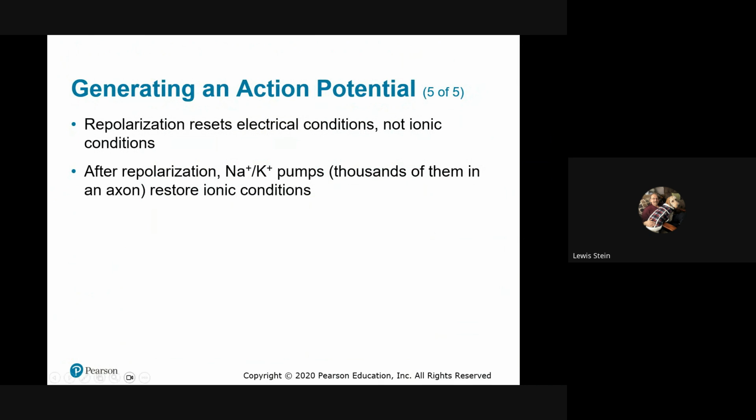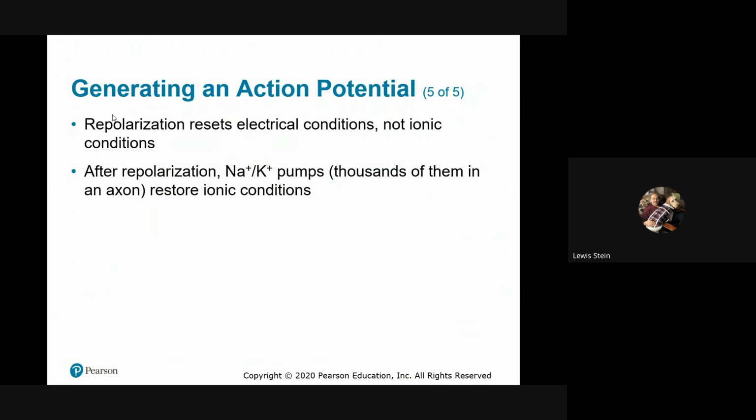Repolarization is a reset button. Again, it's not ionic or chemical conditions. Those terms are interchangeable. Ions are charged particles of chemicals dissolved in water. So again, the electrical event, in order we have to reset the cell, the sodium going in and potassium going out, kind of reset the cell, depolarization and repolarization.